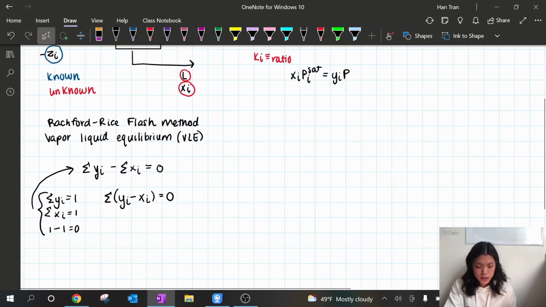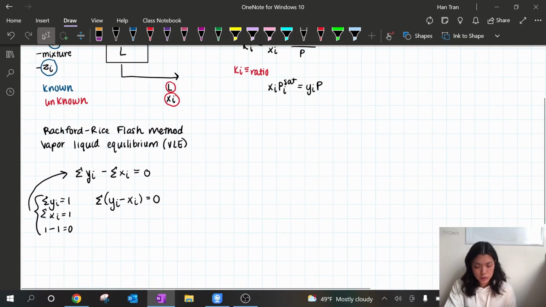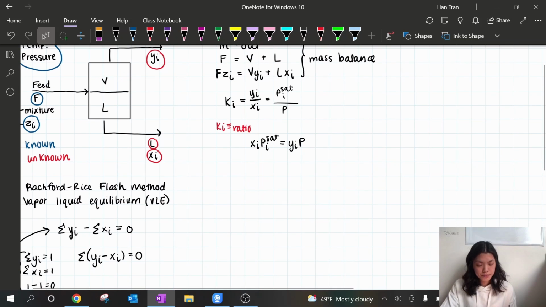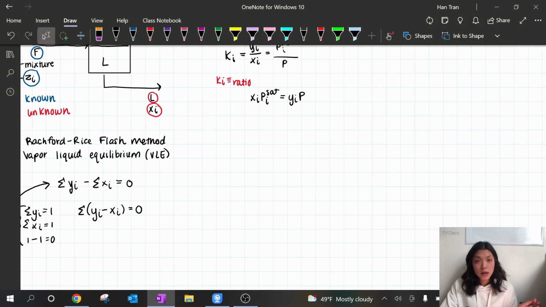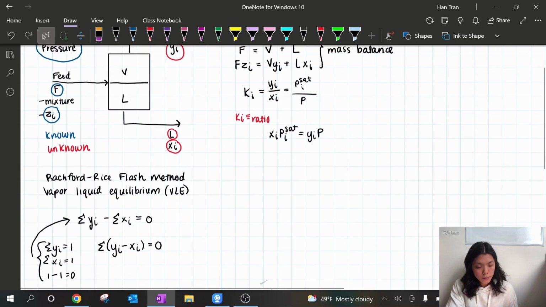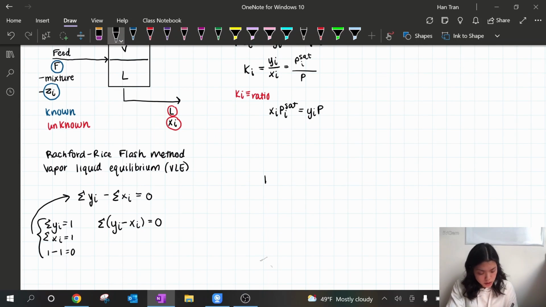And so this equation has two unknowns. So what we're going to begin doing is just using these equations that we established up here and maybe switching things around in a way that allows us to substitute our unknowns with our knowns. So to start, we don't know the vapor mole fraction, but we know that the ratio equals the vapor mole fraction over the liquid mole fractions.